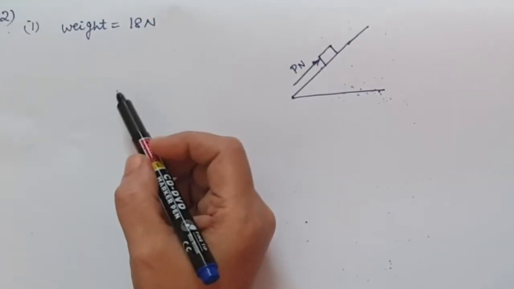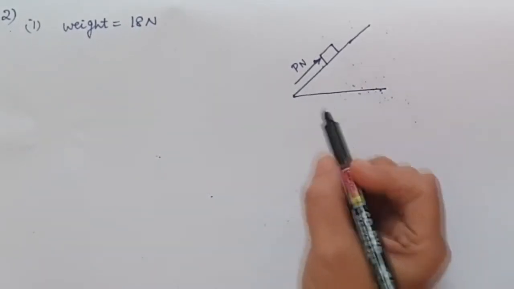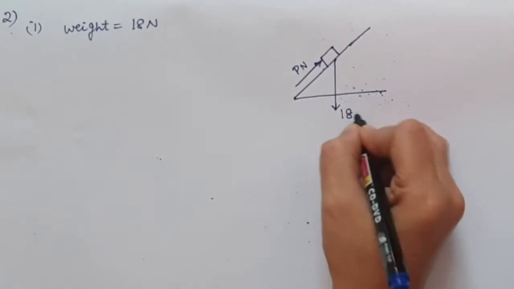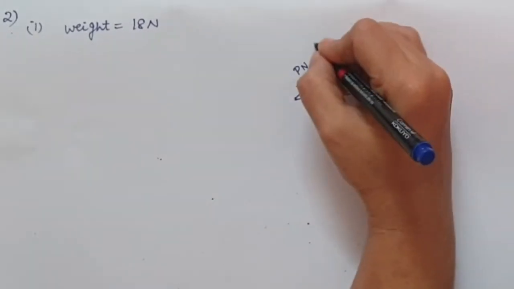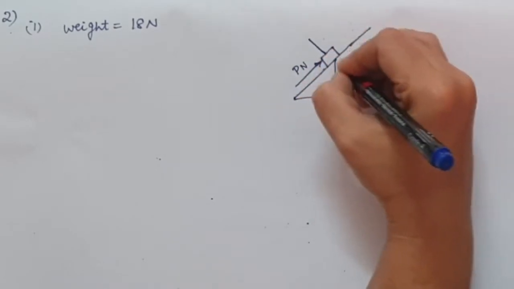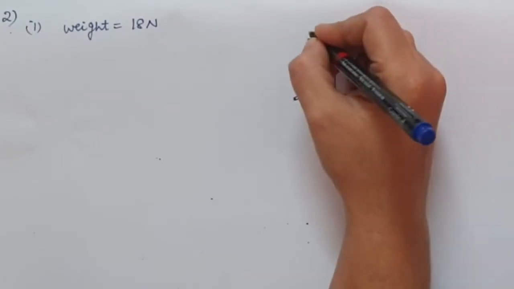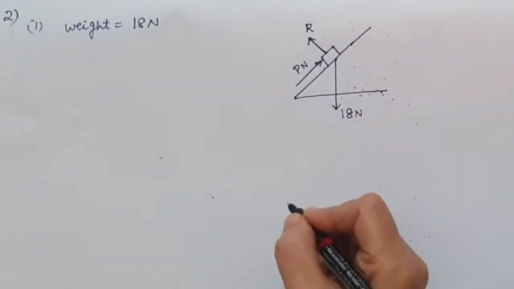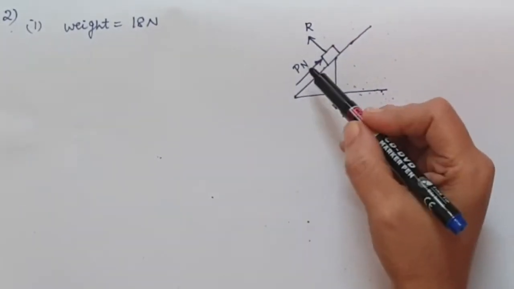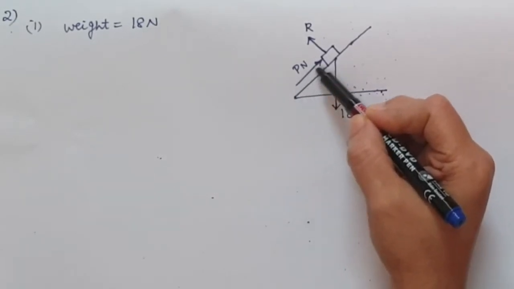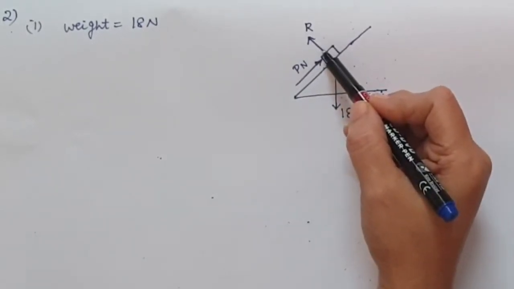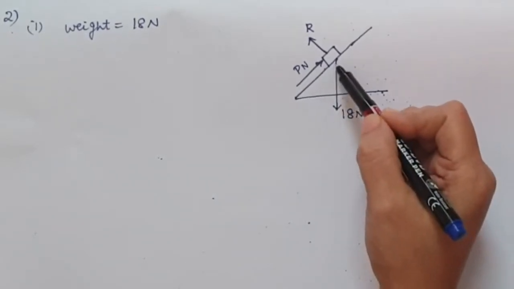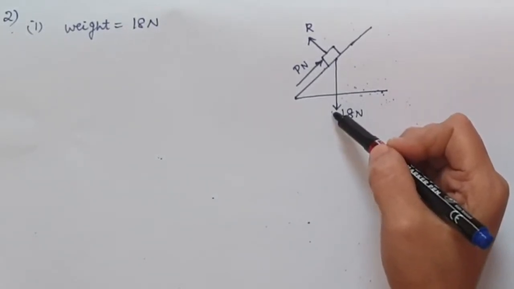Now in this question, we are given the block of weight 18 Newton. So the weight will act downward, and this one is 18 Newton over here. Then the normal reaction will always be perpendicular to the plane. So this is the normal reaction R, always perpendicular to the plane. Now P Newton is parallel to the plane and this normal reaction is perpendicular to the plane. Only the weight has to be resolved because it is neither parallel nor perpendicular to the plane.